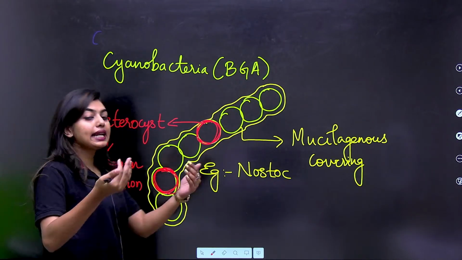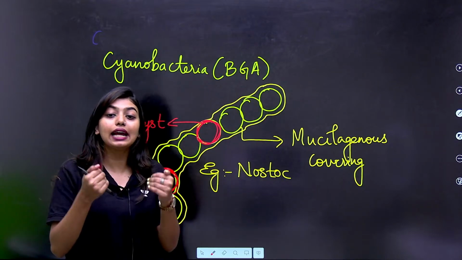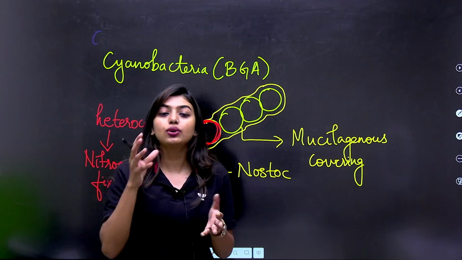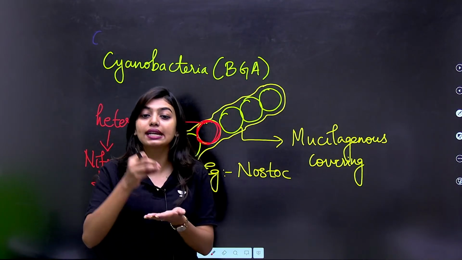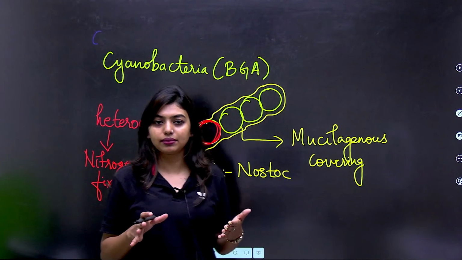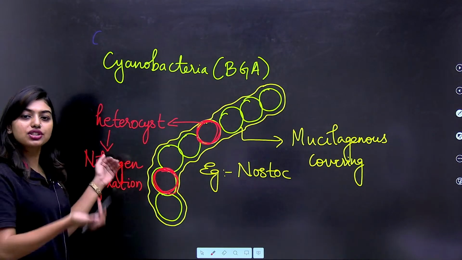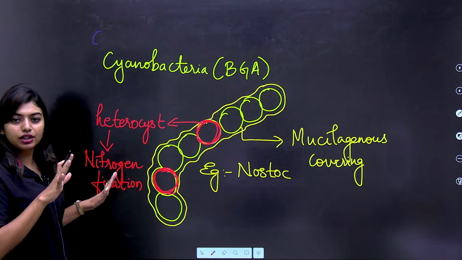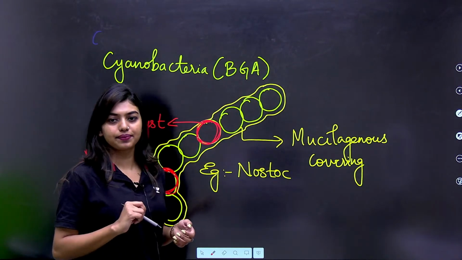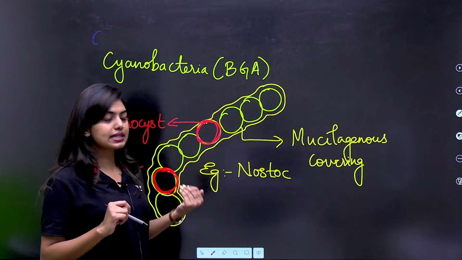What do they do? They take the atmospheric nitrogen and convert it into ammonia. So this heterocyst is a specialized character of blue-green algae. Got it? They take atmospheric nitrogen and convert it. That is why we call these cells nitrogen-fixing cells. Got it, students? Got the exceptions?